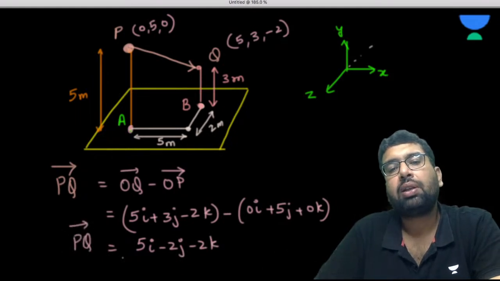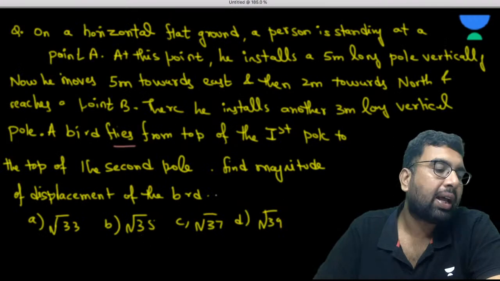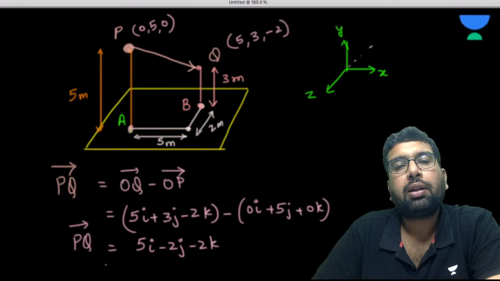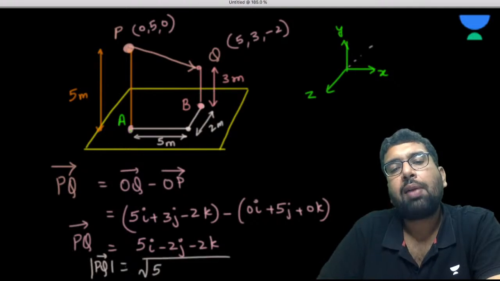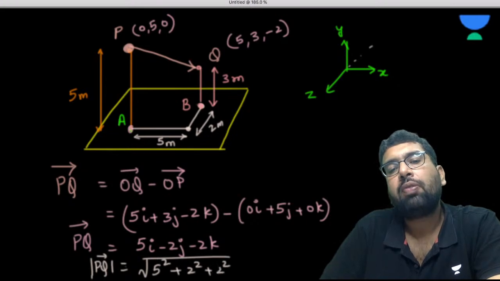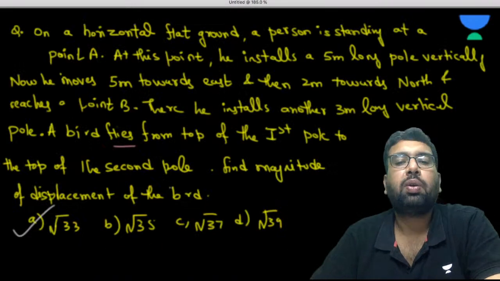So now what is the magnitude of this? See, if you see the option, they are asking you the magnitude. So what is the magnitude of this vector PQ? You can take the mod. So it is going to be root over 5 square plus 2 square plus 2 square. So that is 25 plus 8, that is root over 33. So this is going to be the A option.